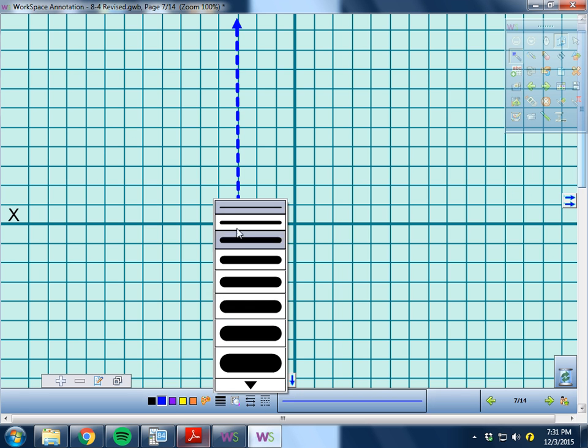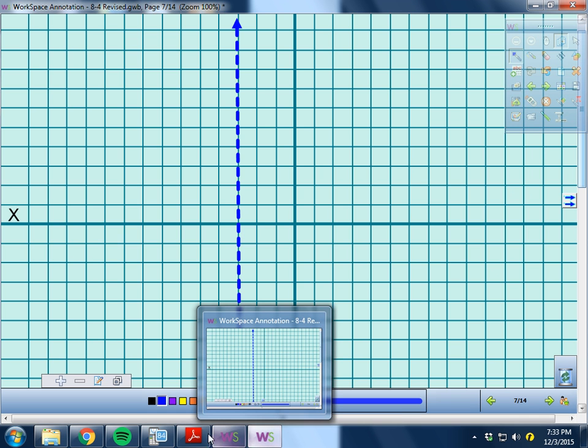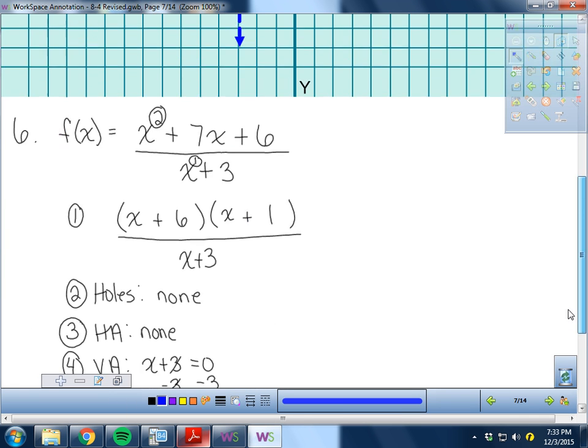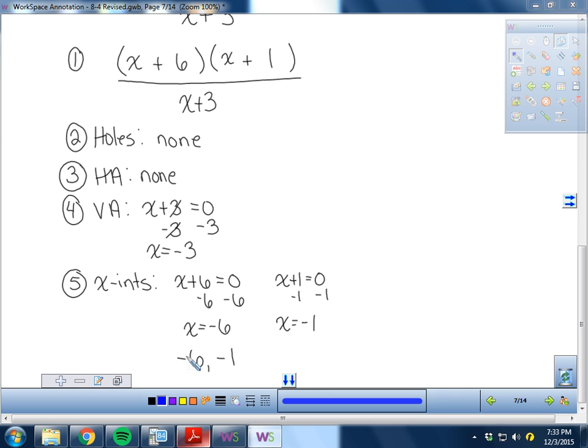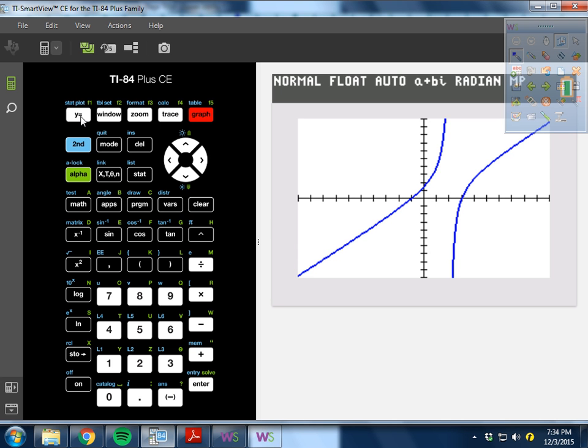And then I do know that I have x-intercepts at 2 different numbers. I have one at negative 6, and I have another at negative 1. So I'll go up to my graph, 3, 4, 5, 6, and I have one at negative 1. So again, I don't really know what this graph looks like, so I'm going to go ahead and graph it.